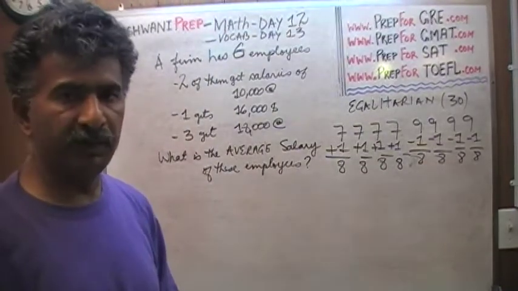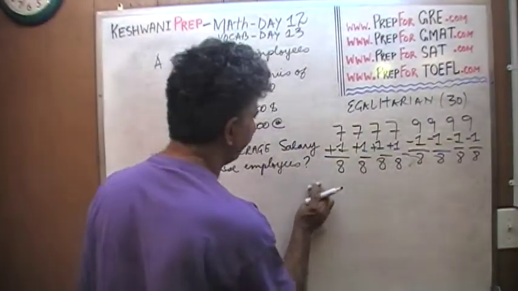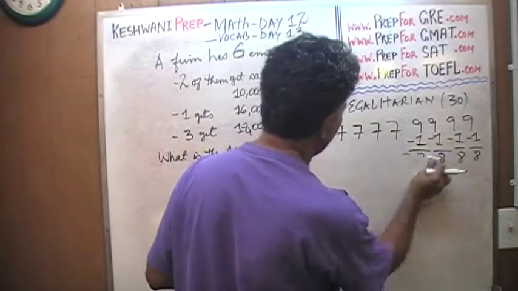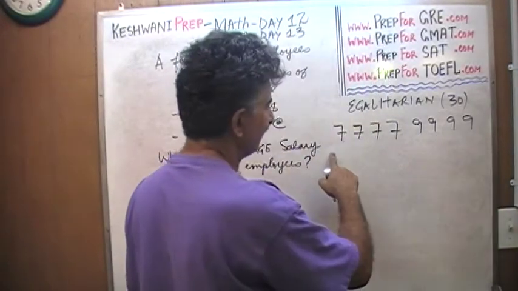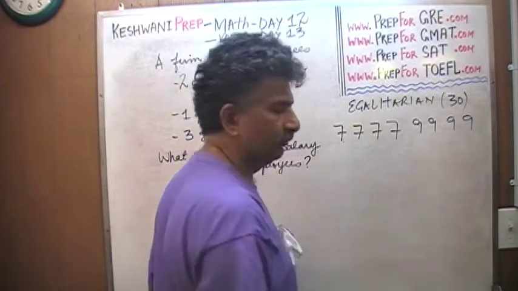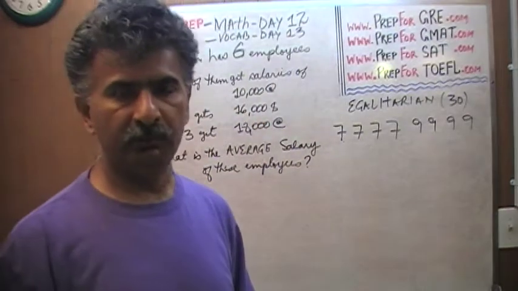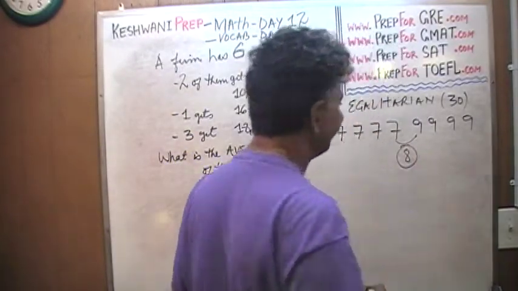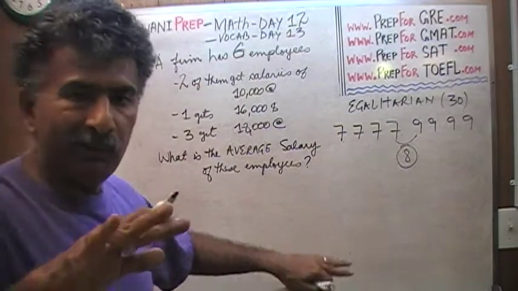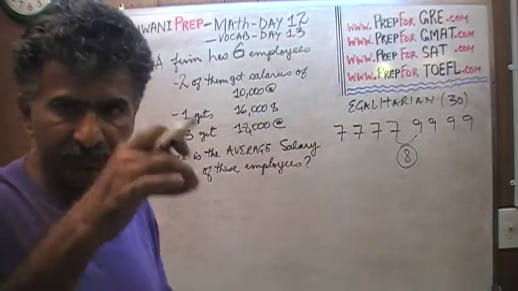The question is, how do you find it quickly, without doing this exercise or without adding them all up? Well, we know that there are 4 7s and 4 9s. Since we have an equal number of 7s and an equal number of 9s, the average is the middle number, 8. There you go, voila. That's it, because we have equal weight on both sides. So therefore the average is just the middle.